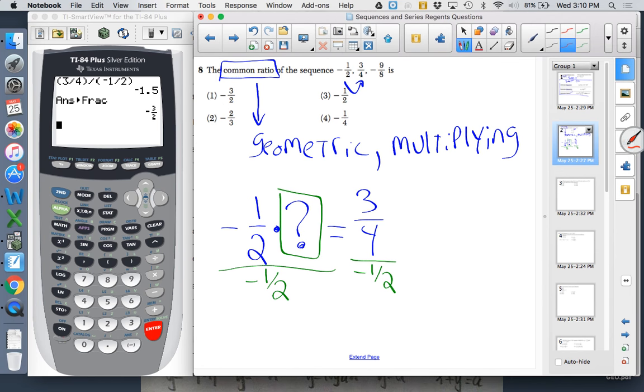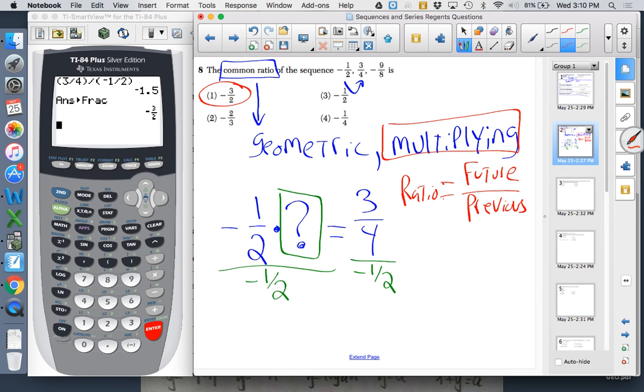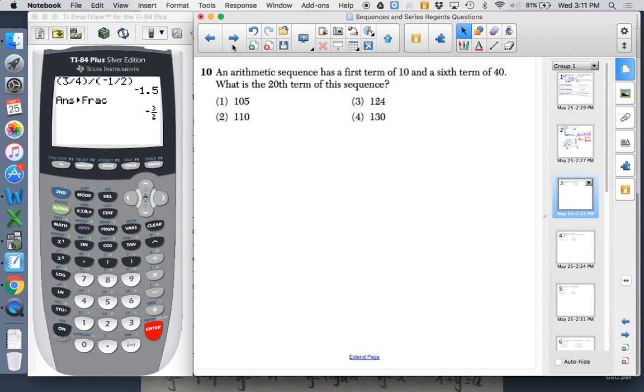So remember, if you ever have to find the common ratio, it's going to be equal to the future term over the previous term. All right? And I know we're multiplying, but that's why the word ratio gets used, because that's how you find it. Future over previous gets you your common ratio.